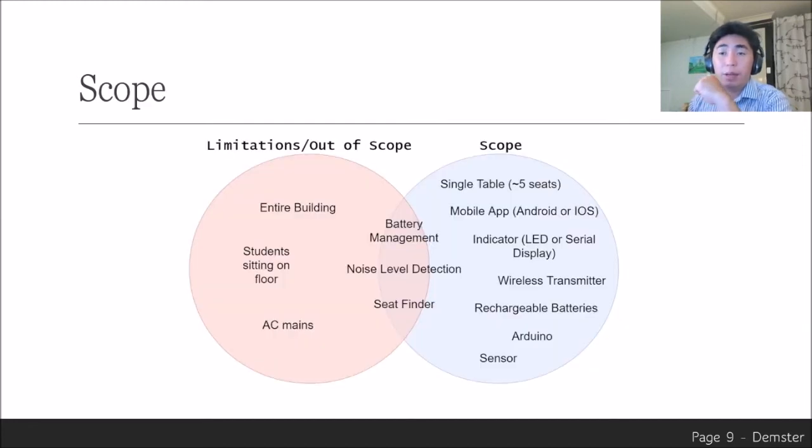Scope, what I have here is a Venn diagram which shows our scope. We will develop a solution for a single table only, maximum of 5 seats. We would have a mobile app, an indicator, a wireless transmitter, some rechargeable batteries, an Arduino for the microcontroller, and a sensor as well. Due to time constraints, we would avoid developing a solution for an entire building or for students sitting on the floor, and due to safety reasons, we would avoid AC mains. However, if we have some time left, we would develop a battery management feature, a noise level detection, and a seat finder.